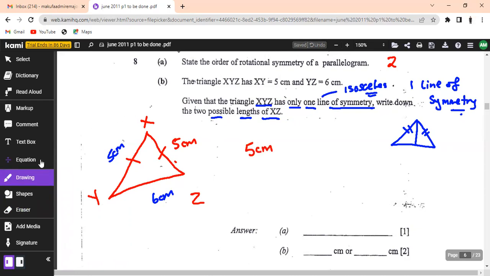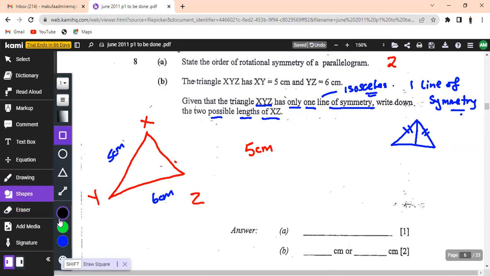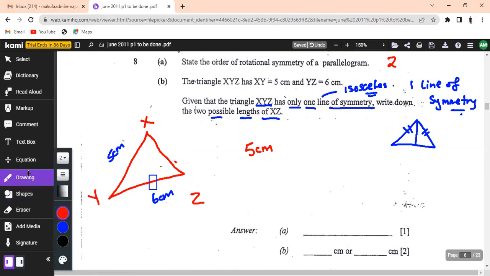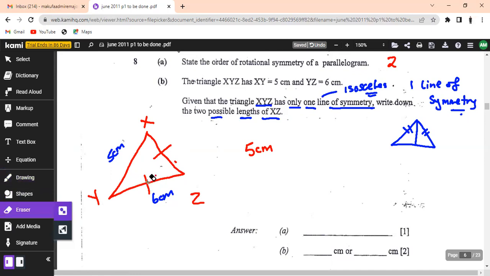Also, that's not the only way. We can expect this triangle to be like this. For it to be an isosceles triangle, we can expect these two sides, this side YZ and this side XZ, to be the same also. So that is what we are having in this case.